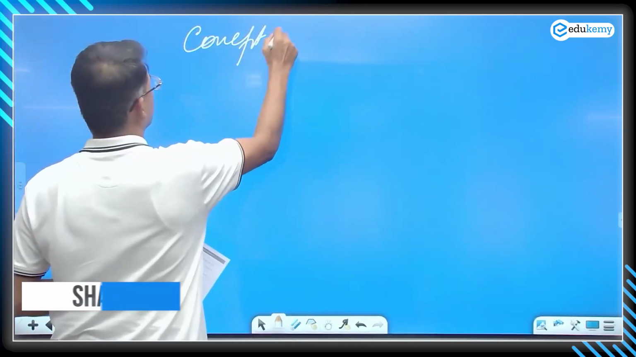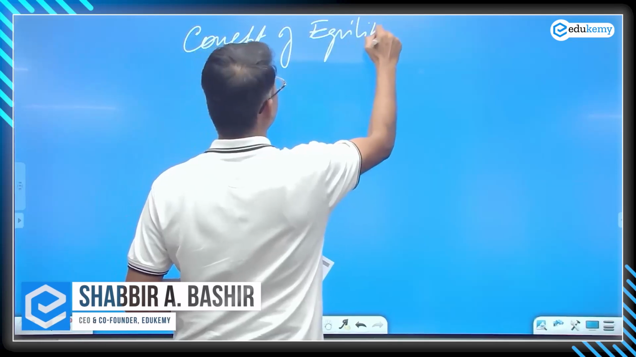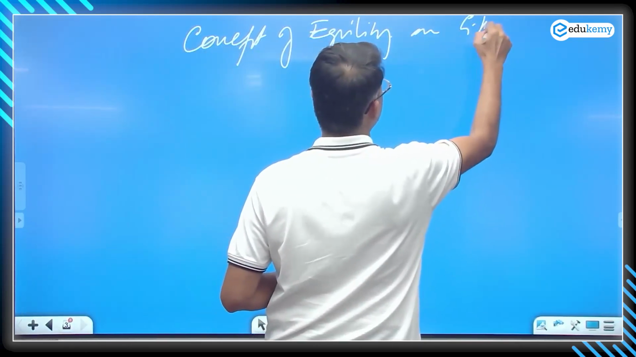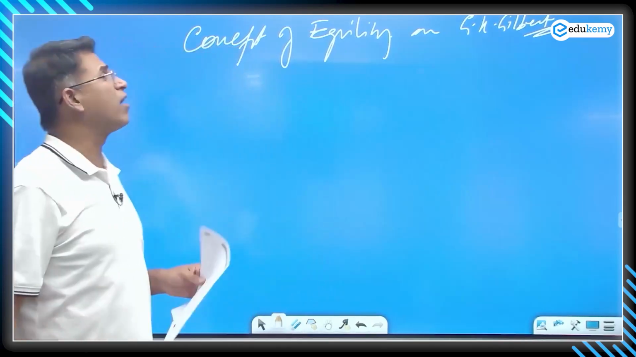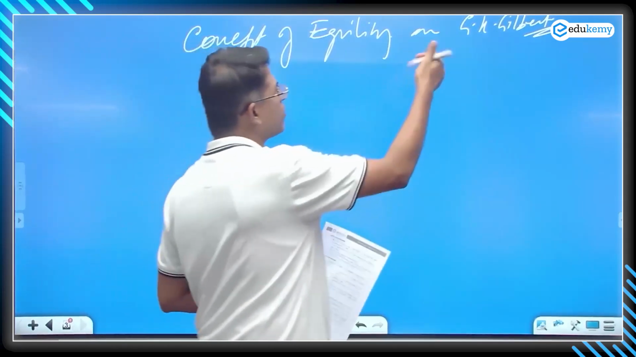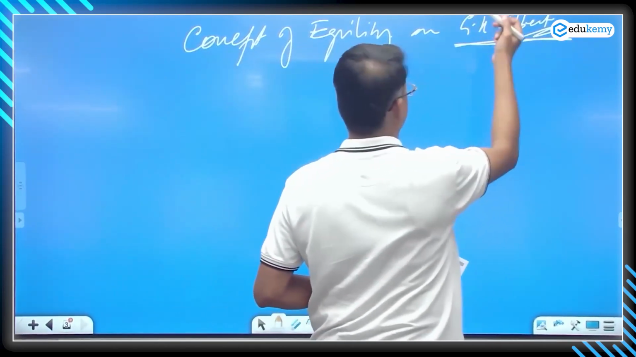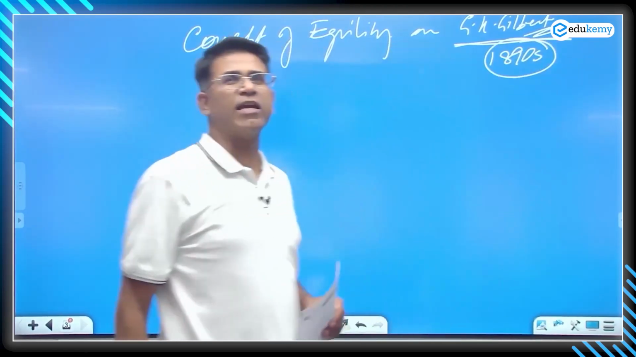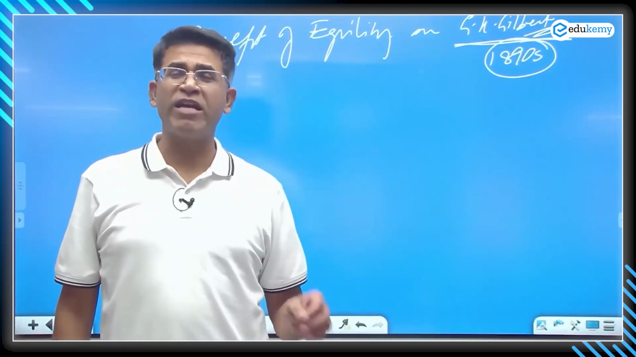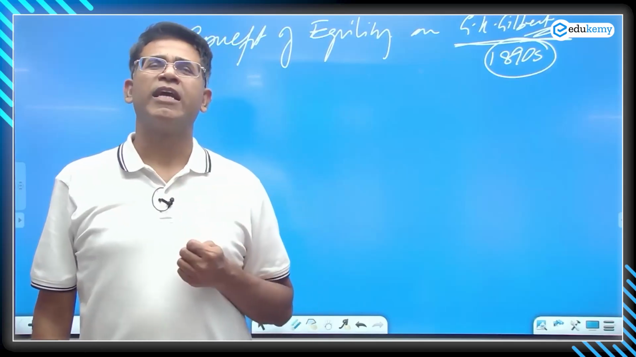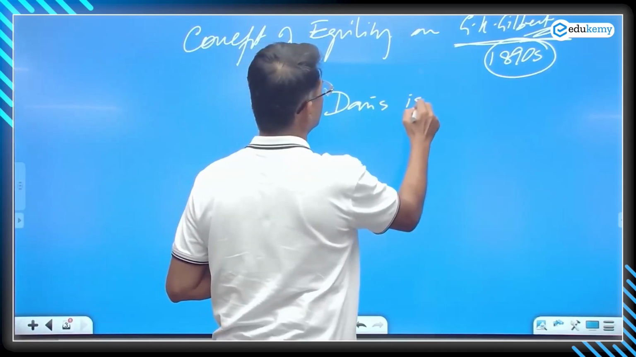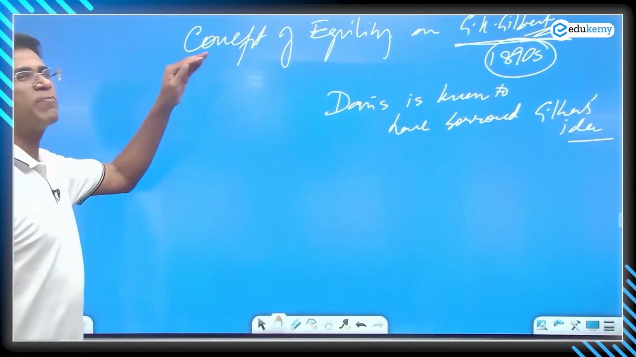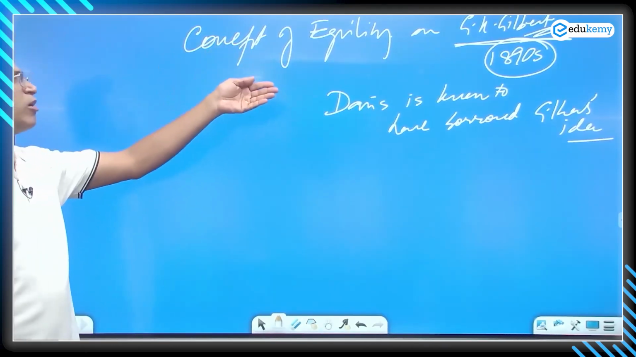Discuss the concept of equilibrium as propounded by G.K. Gilbert, Grove Karl Gilbert. He was also a contemporary of Davis. ये भी 1890s की बात हो रही है, G.K. Gilbert. But his concepts were very different from some of the Davis ideas. In fact, Davis is known to have borrowed Gilbert's ideas. So let me explain a bit of back logic also, then come back here.